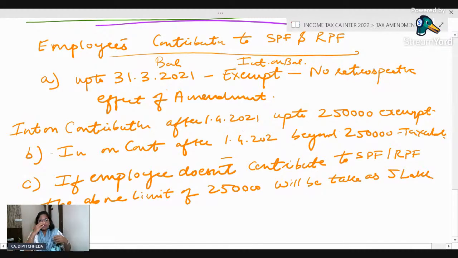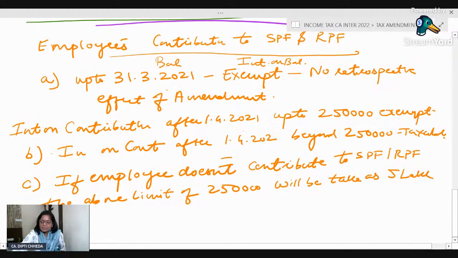Finished writing? So now SPF and RPF, whatever is balance up to 31st March 2021, I'm repeating the gist in 2 minutes. Up to 31st March 2021, whatever is the balance in SPF and RPF, or that balance as of now also, even if it is within the limit or beyond the limit, it is exempt.